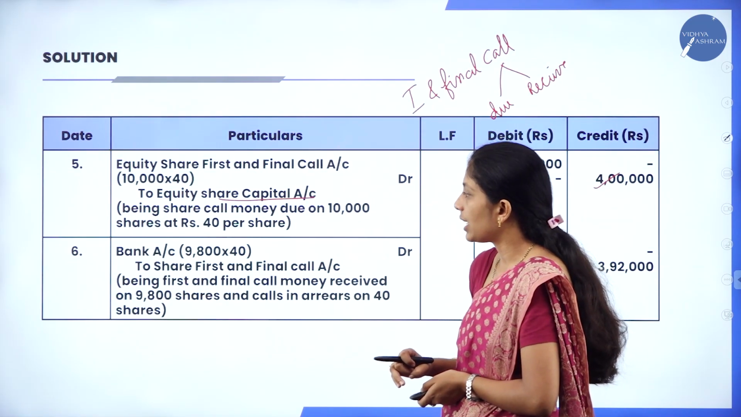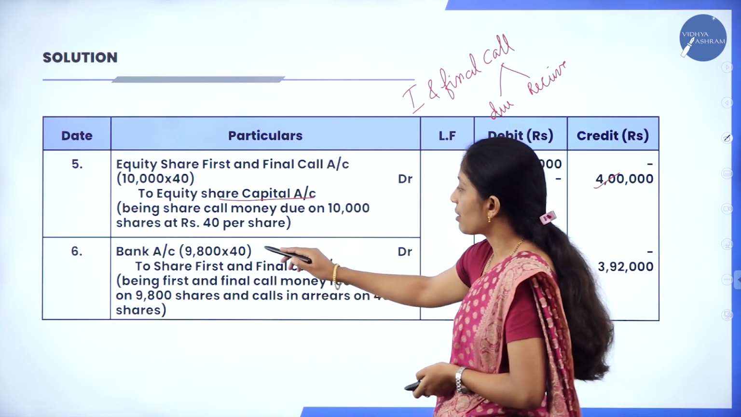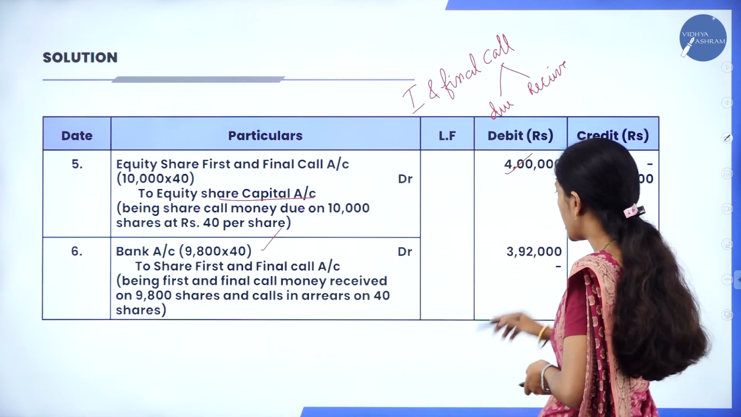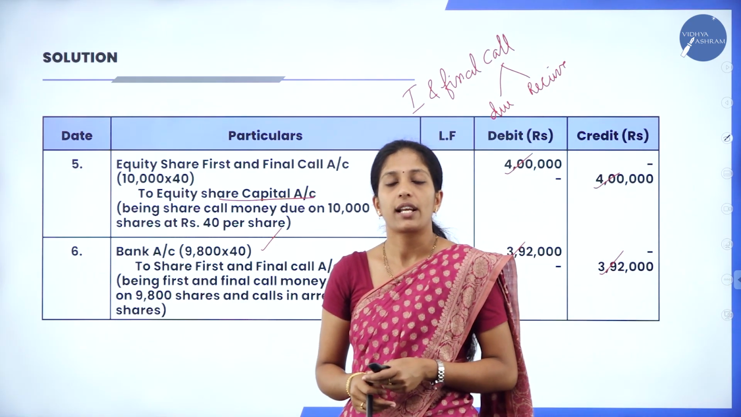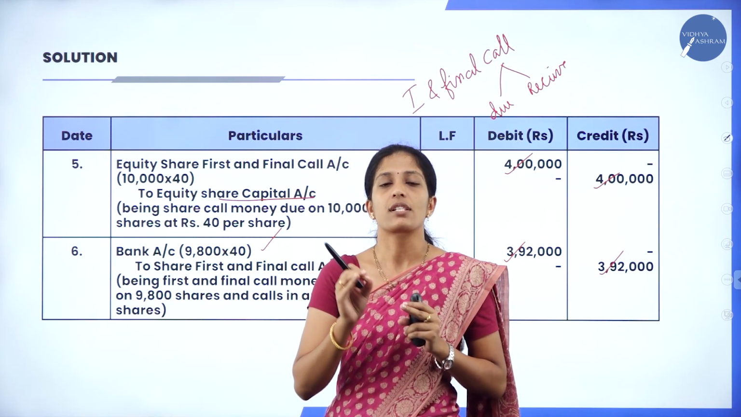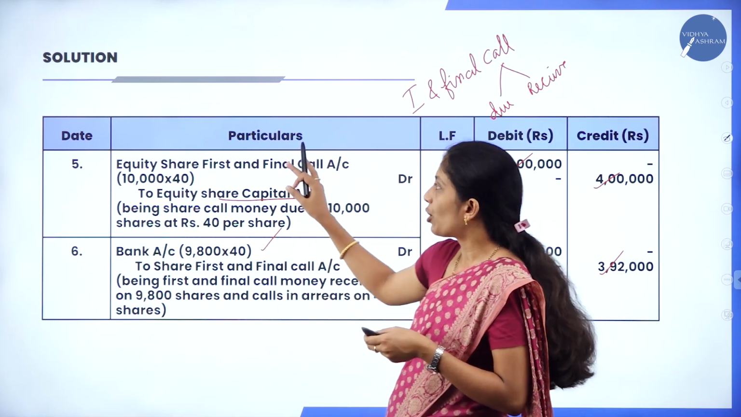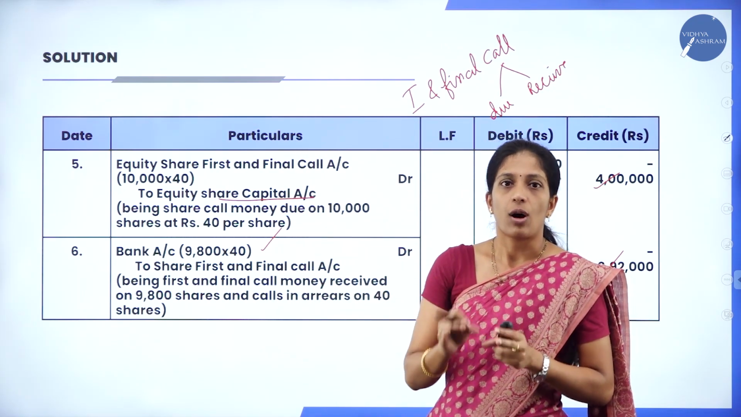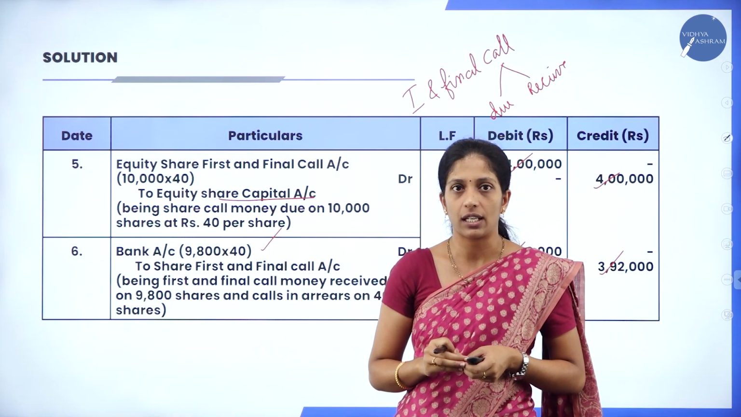So record the entry. Bank account debit to share first and final call, 9,800 into 40, that is 3,92,000. So how can you write the narration? Being first and final call money received on 9,800 shares of rupees 40 each. So hope you are clear with this. All the 3 stages: application, allotment as well as first and final call.